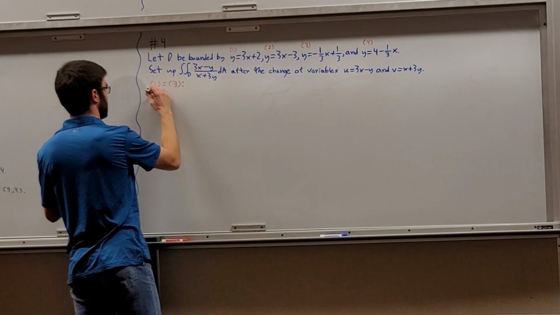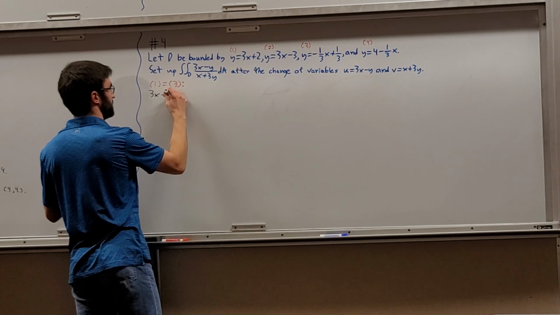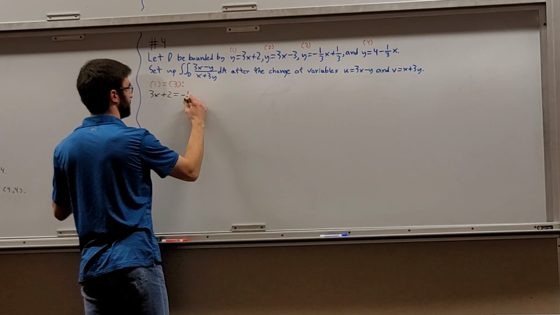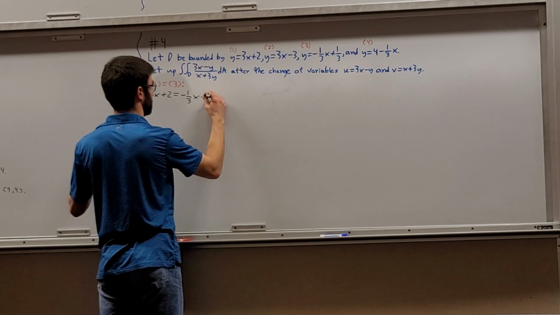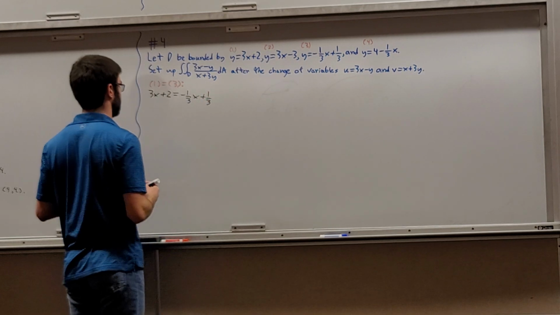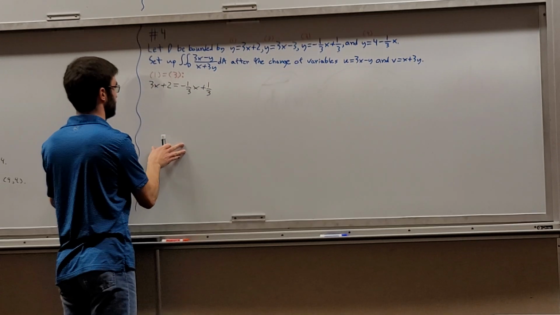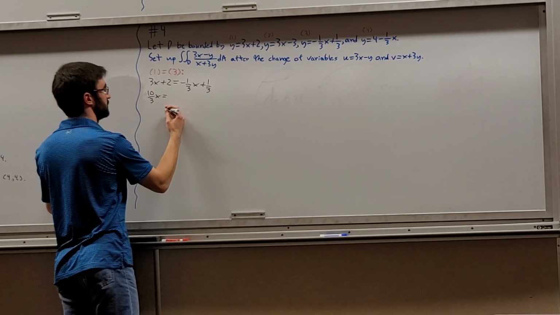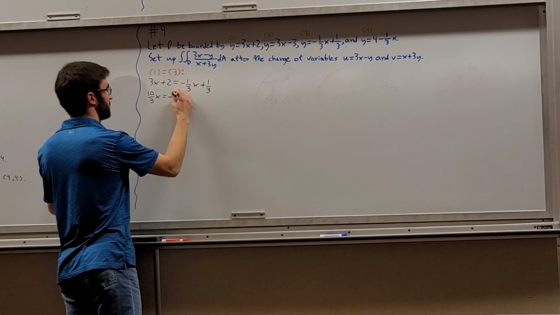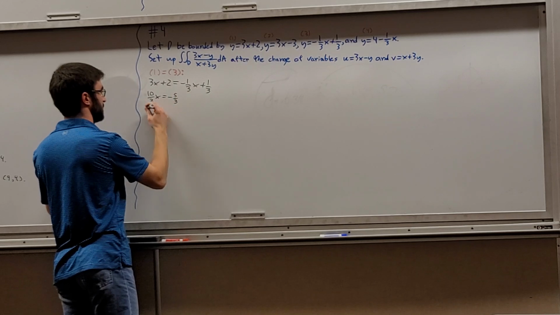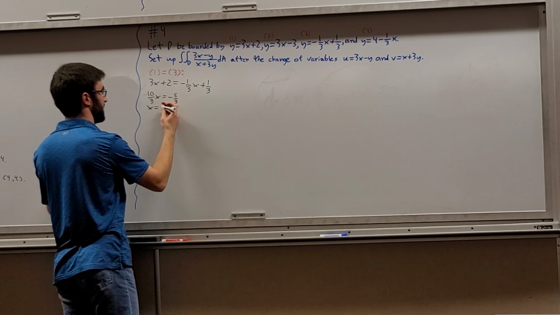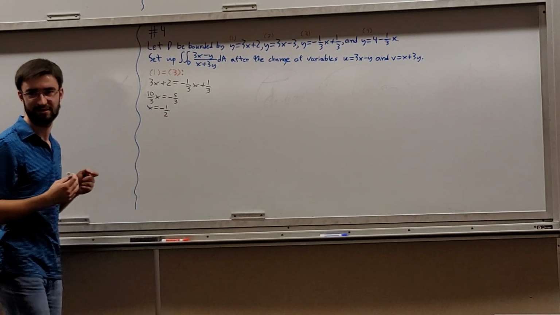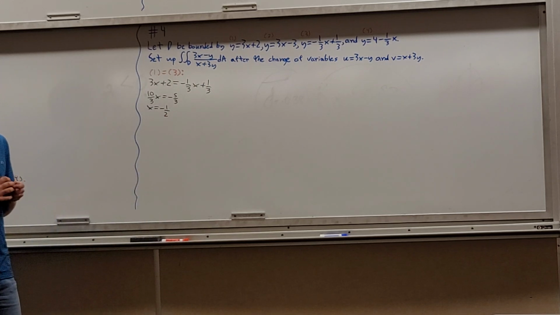So we'll have 3x plus 2 equals minus a third x plus a third. Okay, so I think I'll be a bit quick here. So you'll have 10 thirds x is equal to minus 5 thirds. So x is equal to minus a half. Someone check to see if that's correct. Owen, can you just plug in the change of variables?